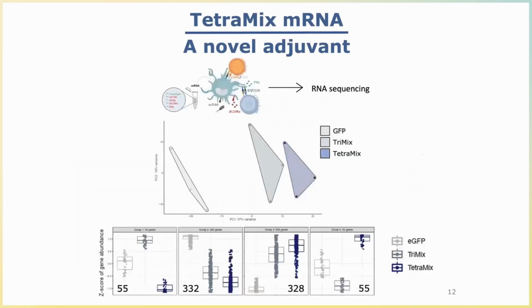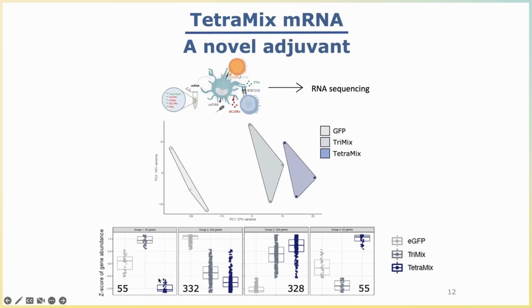We compared this tetramix adjuvant, as we call it, to our prior trimix adjuvant, looking at the transcriptome of dendritic cells that are modified like that. And we show here in the principal component analysis that dendritic cells modified with a green fluorescent protein, which shouldn't do anything to the dendritic cells, trimix or tetramix, are actually completely different in transcription profile.